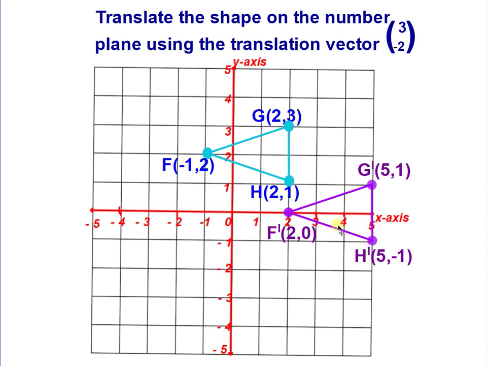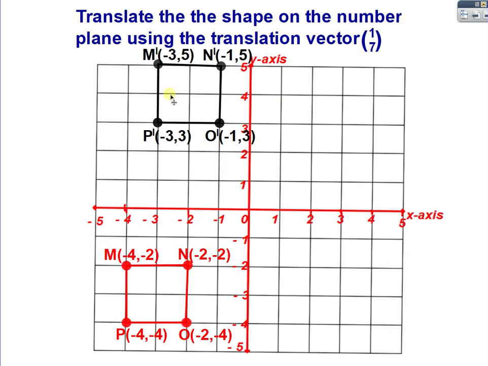Now let's take another shape. We are going to translate this shape using the vector 1 and +7. So this is the image and this is the main shape. Now we have M here. How do we translate? The point here is positive, so we move to the right direction, right?